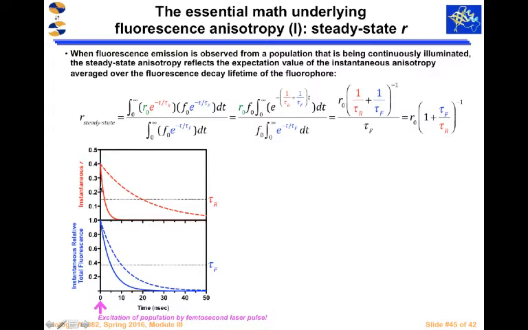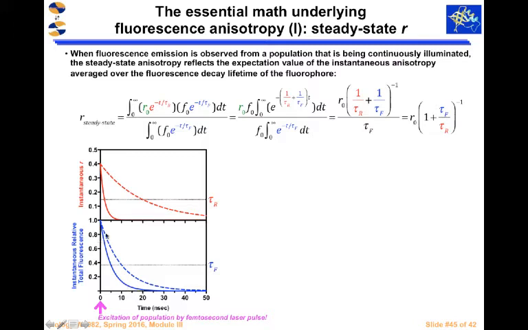In bulk fluorescence measurements, however, what we're typically doing is continuously exciting the population, and then we're looking at the time averaged anisotropy. How do we get that time averaged anisotropy? Well, what that would reflect is the average anisotropy weighted by the amount of fluorescence emission at each time, right?